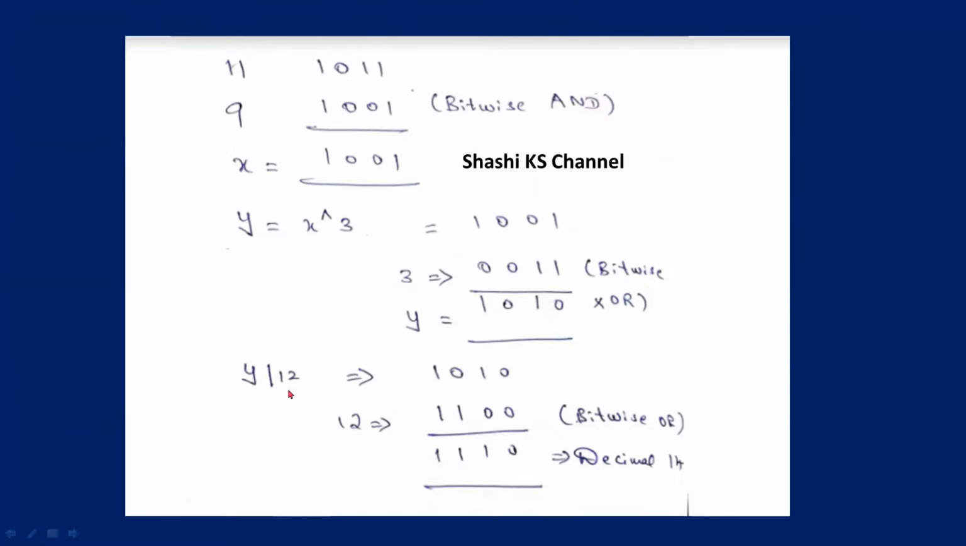And then you have y bitwise OR with 12. In the case of OR operation, when you do 1 OR 1, you'll get 1. 0 OR 1, you'll get 1. Only if both the bits are 0 will you get a 0. Even if at least one of the bits is 1, you'll get the result as 1. So the result would be decimal 14. That would be the answer to this question.